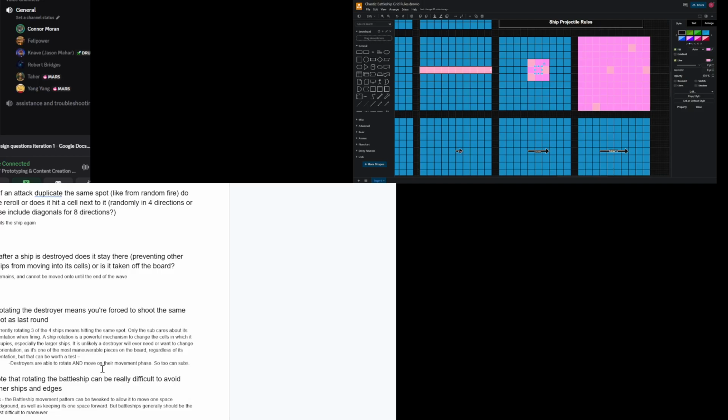Okay. Either way, though, I've changed it so that destroyers and subs can rotate and move on the same movement phase. So however you want to orient or move the destroyer or the sub on the movement can be done in one go. But cruisers and battleships still require a choice between rotation or movement.